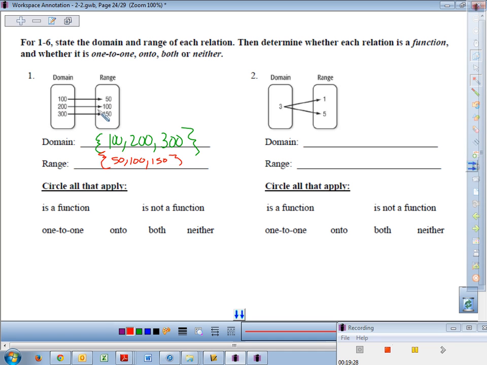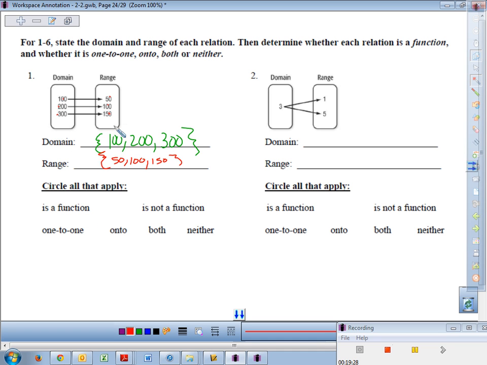If we graph that, would it be discrete or continuous? If we plotted those ordered pairs, would it be discrete or continuous? Do you have anything that says you're supposed to connect the dots together? Or wouldn't you just plot 3 dots? You'd plot 100, 150, 200, 100, and 300, 150, right? This is a discrete situation. Cool? Next, circle all that apply.